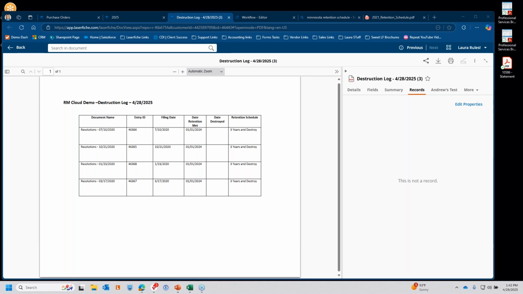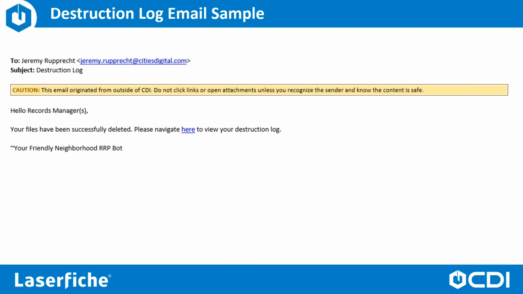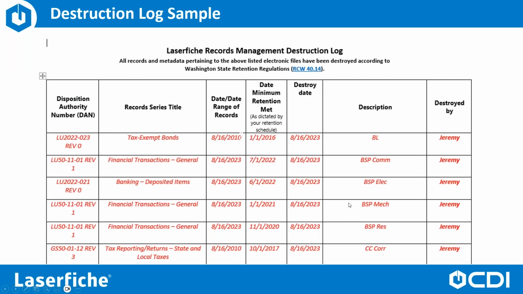So we jump back into our slideshow. Here's just another example of the destruction log. Again, I don't have my email set up, but it can say, hey, your files have been successfully deleted. Click here to view your log. And then here's just another example of what a log could look like. So essentially, you're just using the workflow to create a table of information for documents that were deleted. So you can set that up.